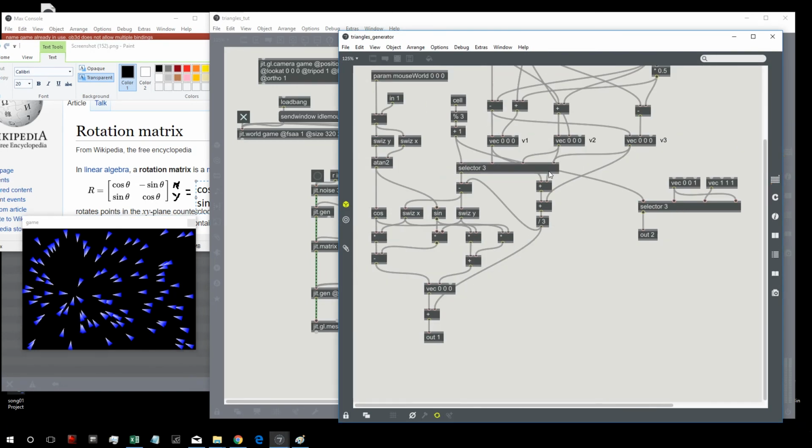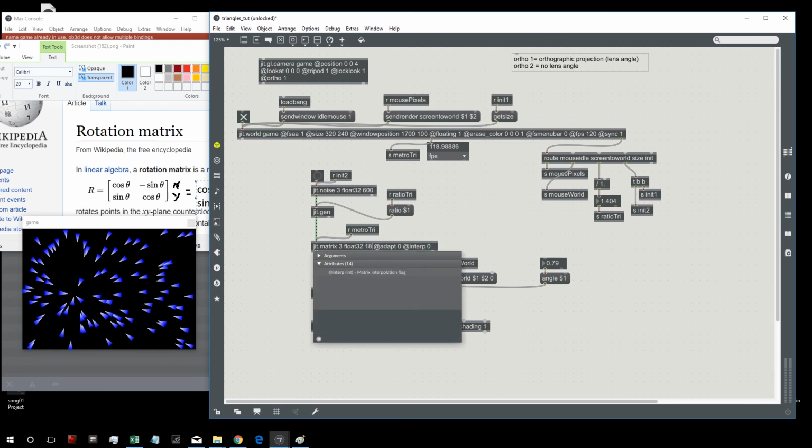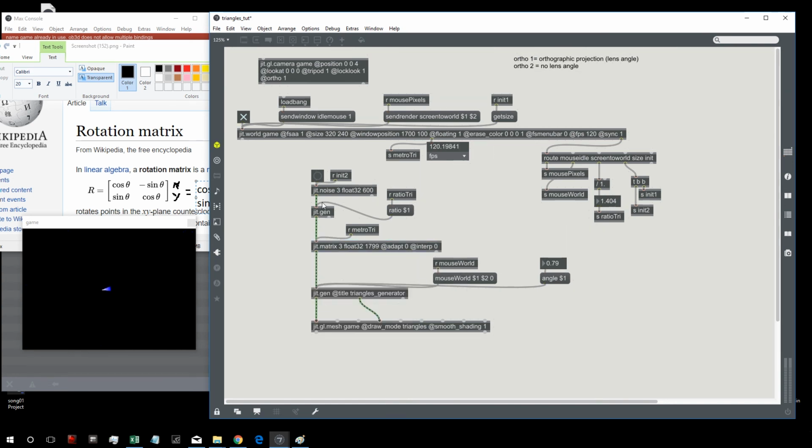That's extremely cool, in my opinion. If we want more triangles, it's easy. We just have to make this matrix bigger. For example, let's say we want 600 of them, and then we have to make this 3 times minus 1. So 3 times 600 will be 1800, and 3 times minus 1 will be 1799. So, we now have our triangles pointing toward the mouse.